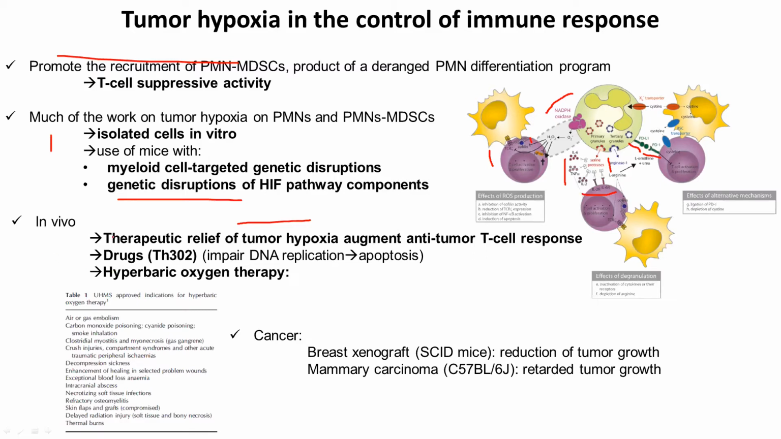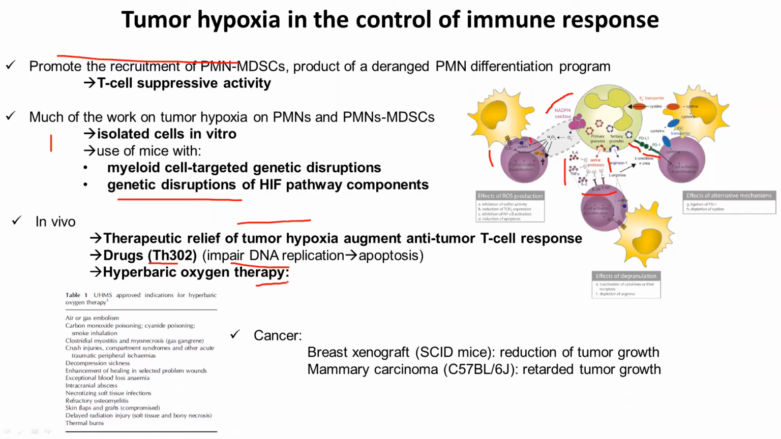Another possibility was the use of drugs, for example TH302 or evofosfamide, which will covalently bind the most severely hypoxic cells to impair DNA replication, leading to the apoptosis of these tumor epithelial cells. In that case, it has been shown that the use of this drug could improve the T-cell response, and this improved T-cell response was associated with a decrease in the frequency of PMN MDSCs.